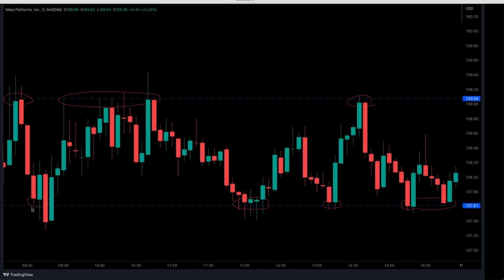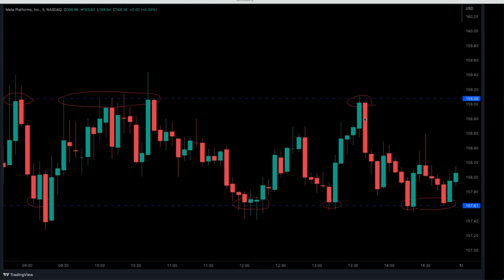Then down here at support, you see the wicks touching. Wicks, bodies do get through but are reclaimed quickly. And then whenever we move back down into this area, again, the bodies are holding this price zone. And then same thing again and again. And I circled these areas for you guys to see.